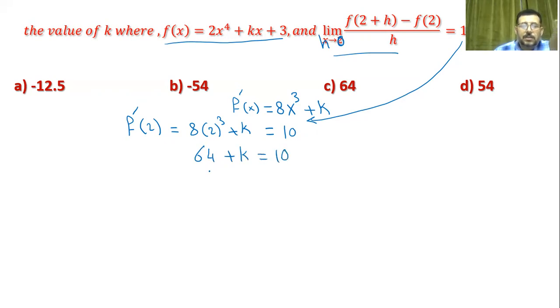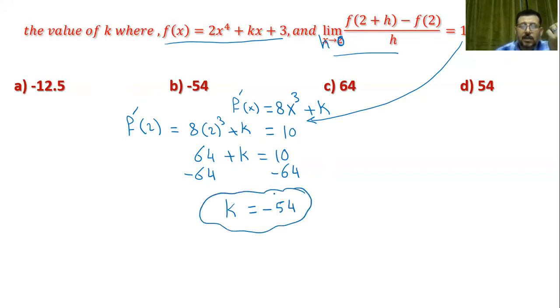I have to get rid of 64. Now I'll add negative 64 on the left side and negative 64 on the right side. So I'll get 64 minus 64 is 0. 0 plus k equals positive 10 plus negative 64, which is negative 54. So k equals negative 54. The answer is B.